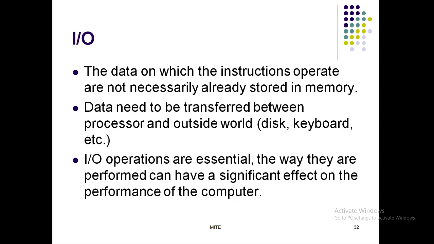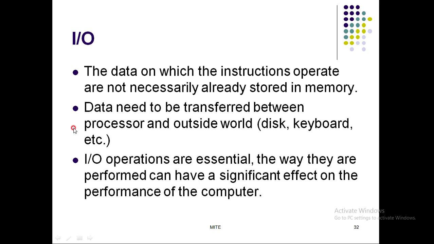Now, what is I/O? I/O is the data on which the instructions operate, and it is not necessarily already stored in memory. I would like to make one point clear here. Sometimes the data is not stored in the memory, but it is directly taken and processed without storing in the memory. Say, for example, you are writing a bigger program and you don't want the intermediate results. You only want the final result. In that case, there is no need to store the data inside the memory.